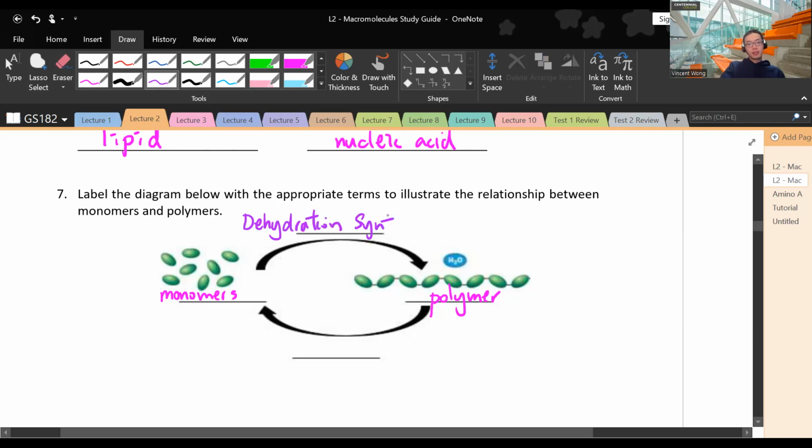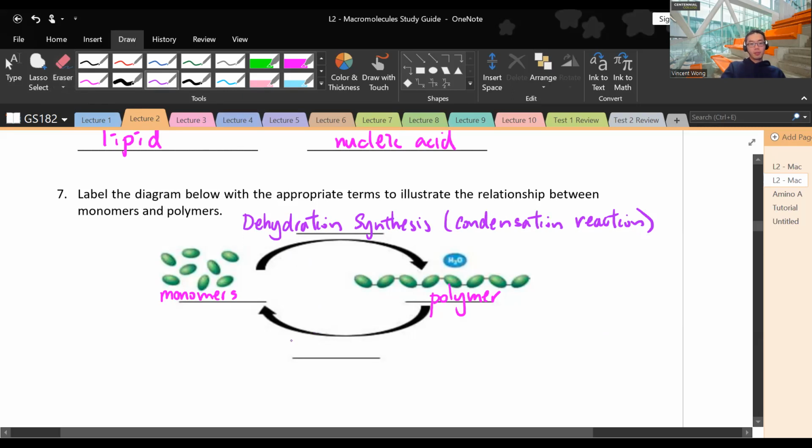Dehydration synthesis, or condensation reaction. We can also break the polymers to get the monomers back. And what is the name of that process? Does anybody remember?